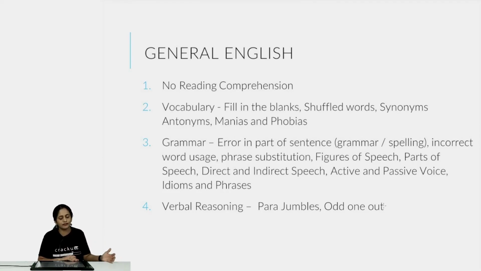Vocabulary is basically fill in the blanks, like 4 to 5 questions come from that. Shuffled words, you have synonyms, antonyms, basically roots of words. You have to know the roots of words so that you know that, okay, mania and phobia are basically love or hate of different things. For example, if you know that for fire the root word is pyro, then you know pyromania is a love of fire, and pyrophobia would be the hate or aversion to fire. So essentially you need to learn a few root words to actually do well in this.